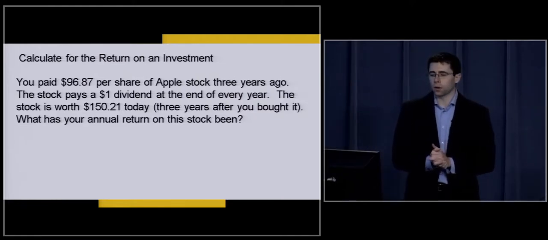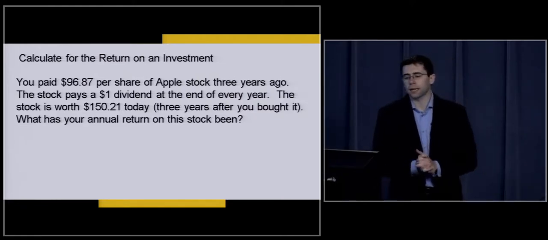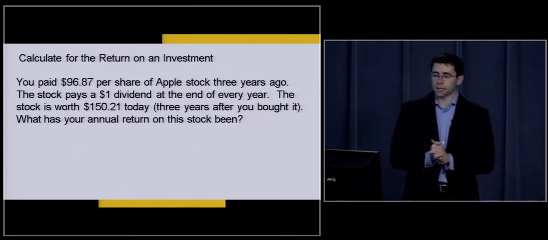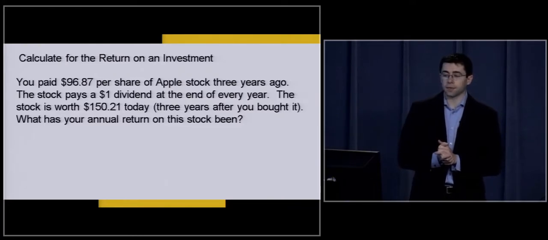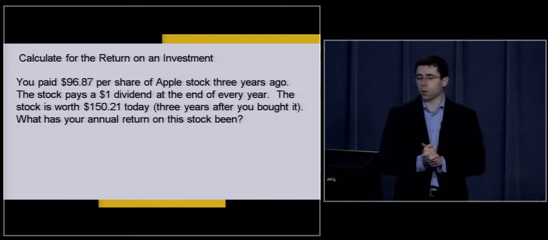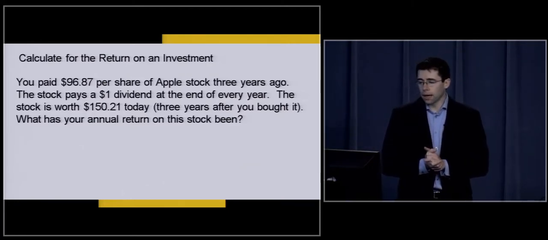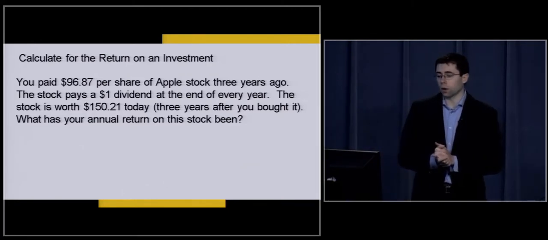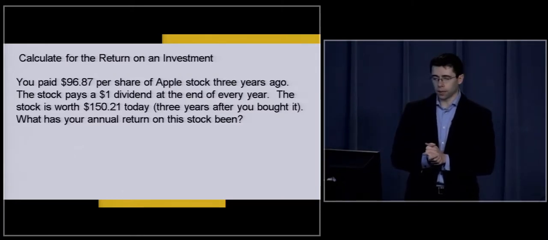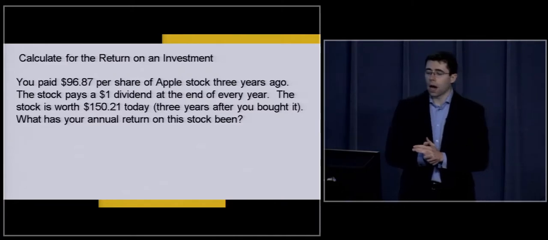so let's take a look at our first example. So in this example, we're going to calculate the return on an investment. You paid $96.87 per share of Apple stock 3 years ago. The stock pays a $1 dividend at the end of every year, and the stock is currently worth $150.21. So that would be 3 years after we bought it. So our FV is obviously going to be $150.21. What has your annual return on this stock been?